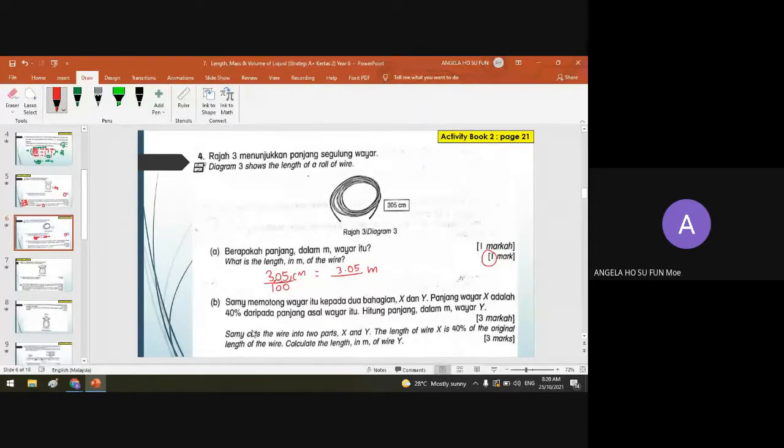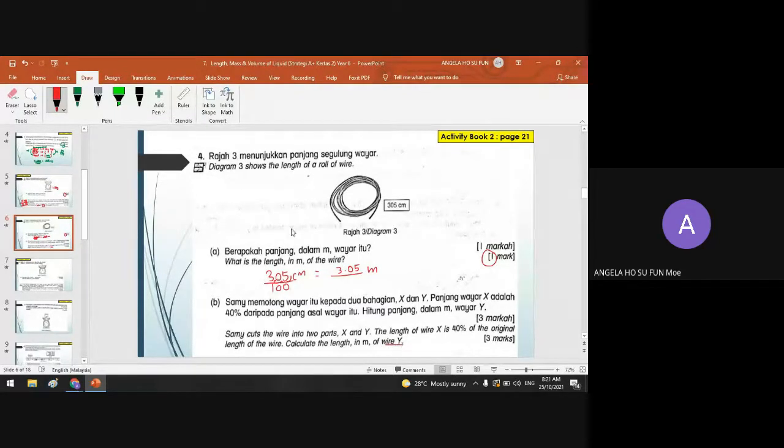Okay, now B. What is the question here? Sammy cuts the wire into two parts, X and Y. The length of the wire X is 40% of the original length of the wire. Calculate the length of the wire Y.